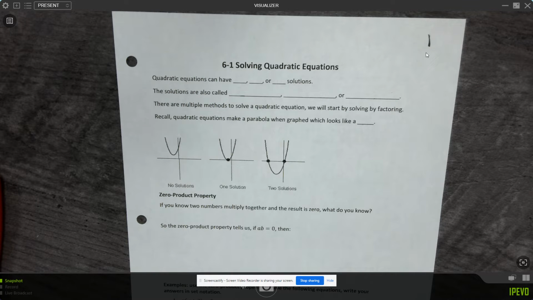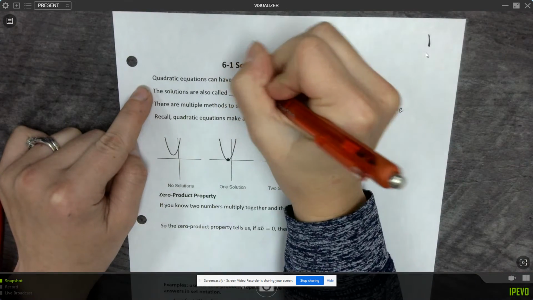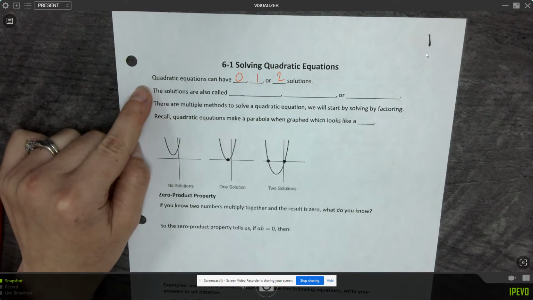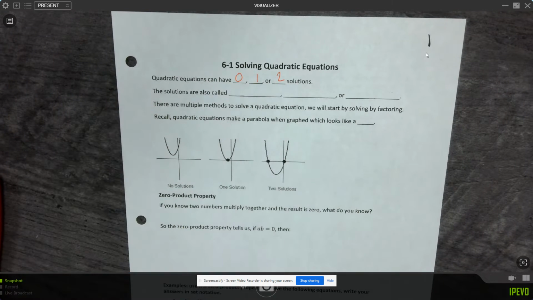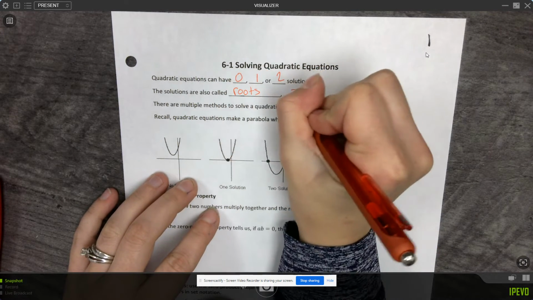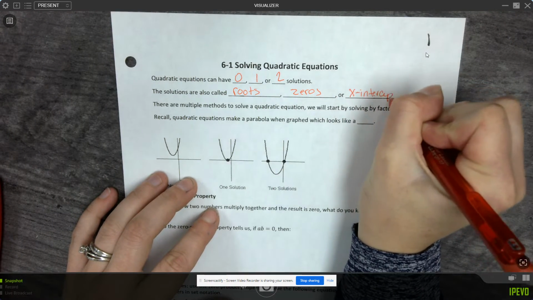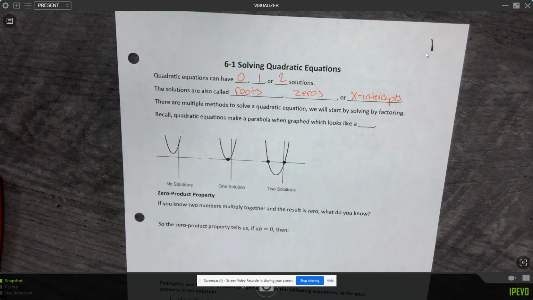Okay? So, first, quadratic equations can have 0, 1, or 2 solutions because a quadratic has an x squared. And that squared tells you that at most there could be 2 answers. Solutions to a quadratic equation are also called roots, zeros, or x-intercepts. So if I ask you to find any of those 4 things, solutions, roots, zeros, or x-intercepts, you're finding the same things.